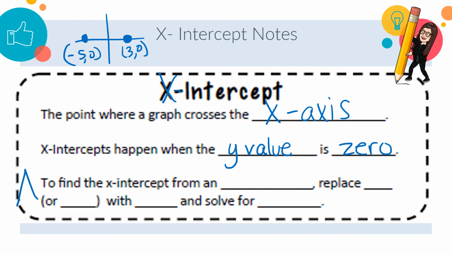Now, here's where we're going to put a star by this. Here's your rule or your steps you're going to follow. To find the x-intercept from an equation, you're going to replace the y, or f of x, with a 0 and solve for x. Okay? So we're going to plug in a 0 and solve. That's what we're doing. Plug in a 0 and solve.